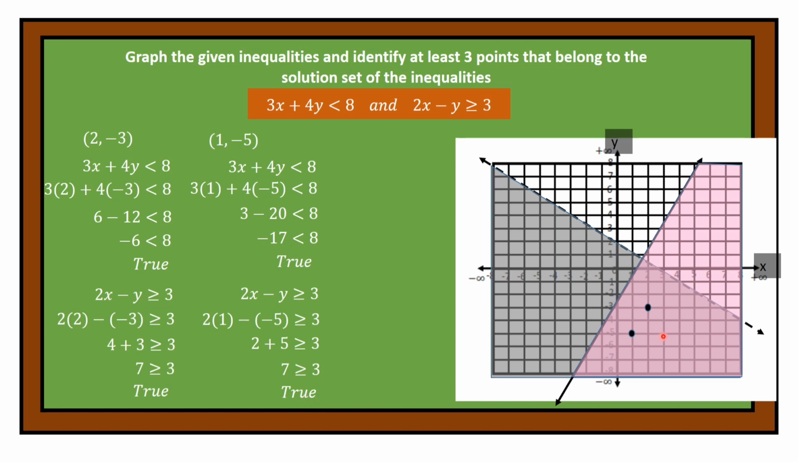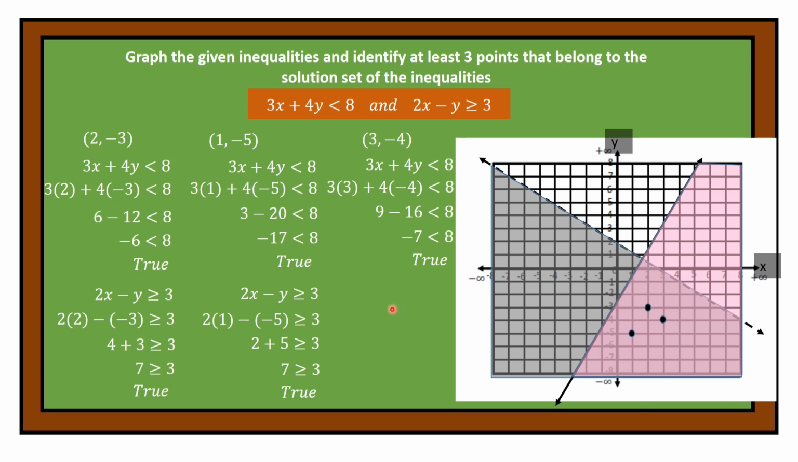Next, kuha pa tayo ng isang point. So, let us solve 3, negative 4. Okay, so 3, negative 4 will be substituted to the linear inequalities. So, 3x plus 4y is less than 8. So, ang x will be replaced by 3, and y will be replaced by negative 4. So, we have here 3 times 3 plus 4 times negative 4 is less than 8. 3 times 3 is equal to 9, and then 4 times negative 4 is equal to negative 16. So, 9 minus 16 is equal to negative 7, and negative 7 is less than 8. So, this is also true.